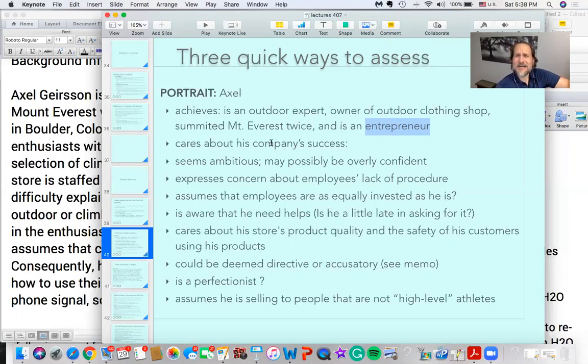Could he be deemed as directive or accusatory? Absolutely. There's a couple places in here where he seems a little bit hot, a little aggressive, as we might say. Is he a perfectionist? Is he assuming that he's selling to people who are not high-level athletes? Do we know that for sure? That's an interesting thing. So there's some things we could confirm and look at.